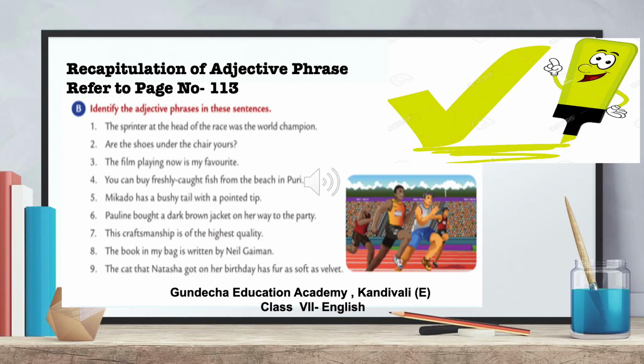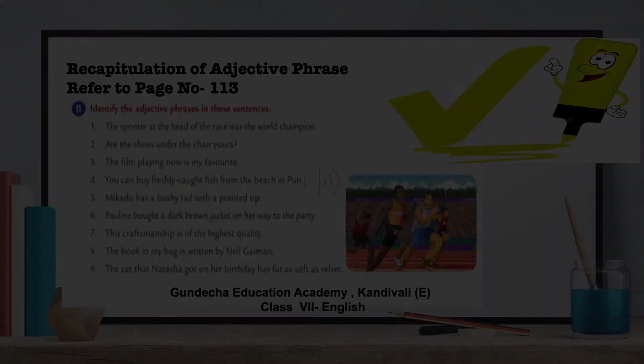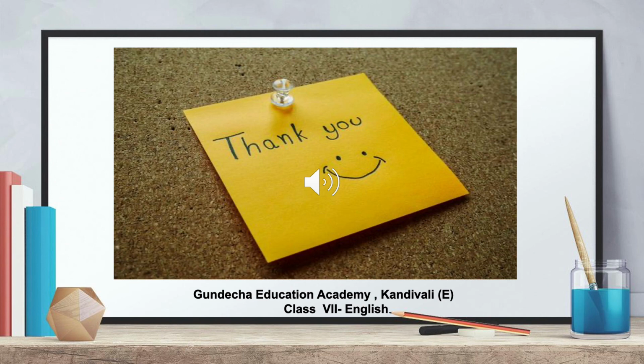Now that you are clear on how to identify an adjective phrase, you can solve exercise B on page number 113 as recapitulation of adjective phrase. That was all about phrases and adjective phrases, children. We will learn about adverb phrase and noun phrase in our next videos.